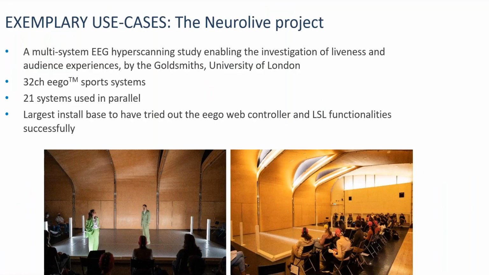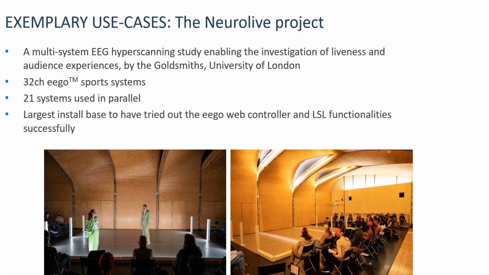I think it's nice to go over some use cases that have been phenomenal and recently out in the field. It gives you a lot of incentive or encouragement to try out these hyperscanning setups yourself. The one exemplary use case that I must mention here is the NeuroLife project. We have a showcase coming out on this soon, coordinated by one of my colleagues. But this study was an interdisciplinary research endeavor by Goldsmiths University of London. It's the first one-of-a-kind multi-system, multi-device EEG hyperscanning study that looks into investigating liveness and audience experiences.